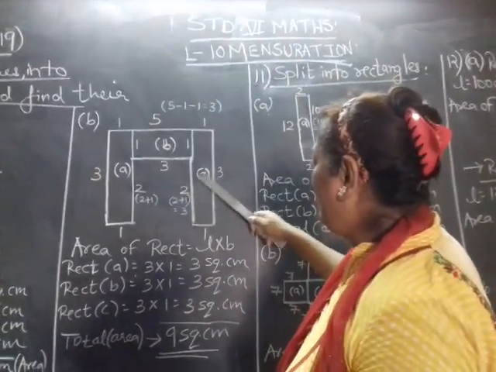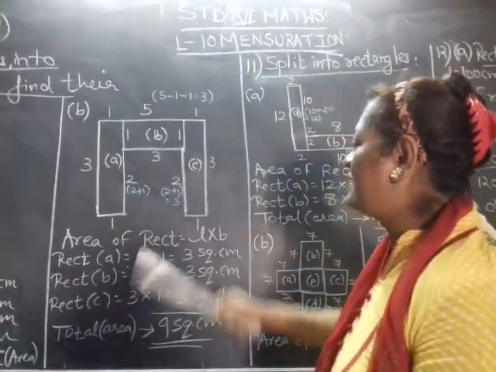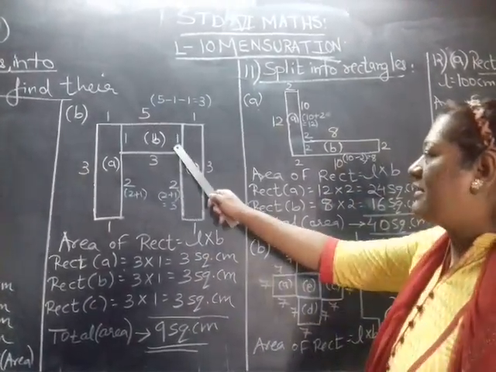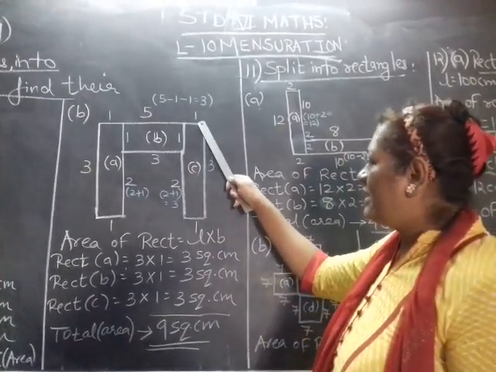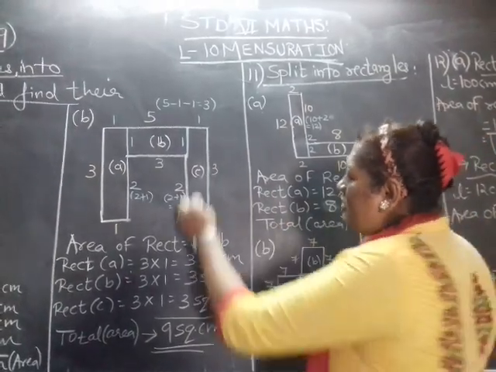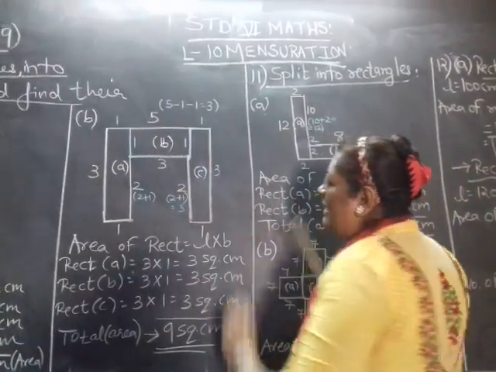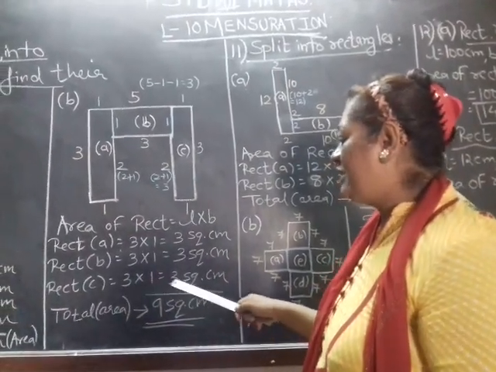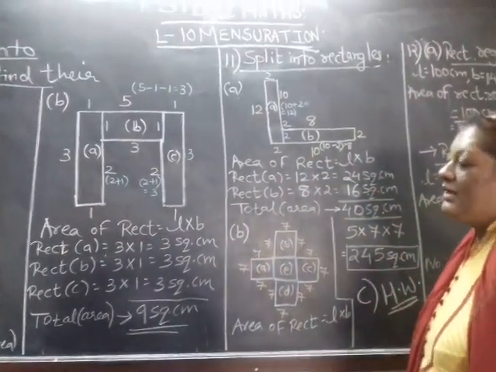So now this also, both the sides' lengths are the same by extending this rectangle with 1 centimeter more, and the breadth already given here is 1. So what about this breadth? It should be 1 centimeter, right? So rectangle C area will be 3 into 1, 3 square centimeter.